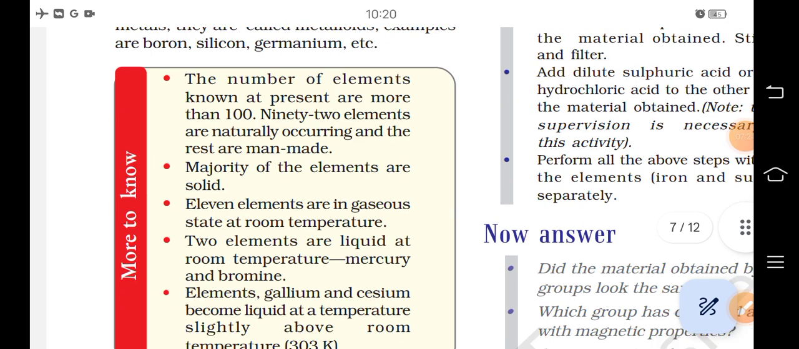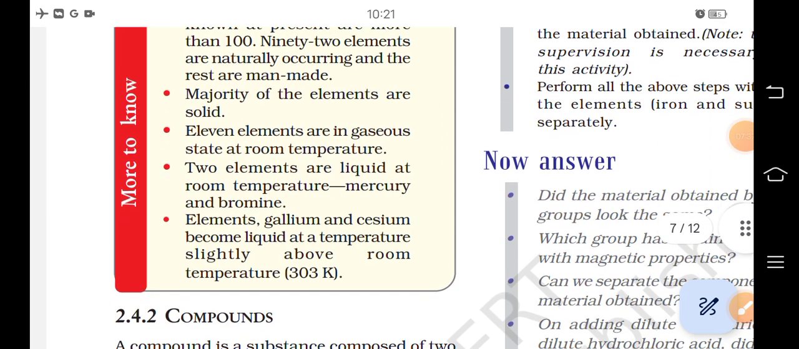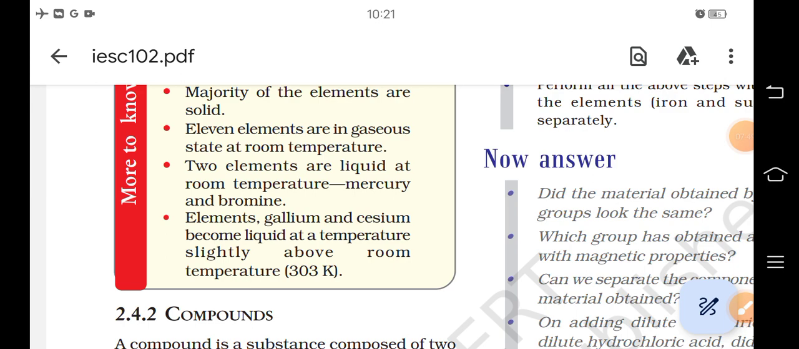More to know. The number of elements known at present is more than 100. 92 elements are naturally occurring and the rest are man-made. The majority of elements are solid. 11 elements are in gaseous state at room temperature. 2 elements are liquid at room temperature, mercury and bromine. Elements gallium and caesium become liquid at a temperature slightly above room temperature, 303 K.